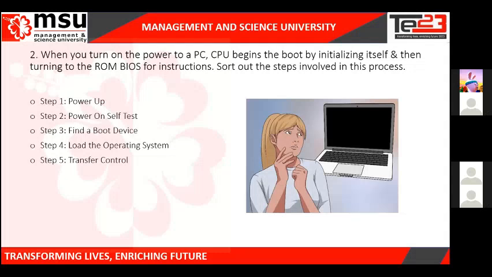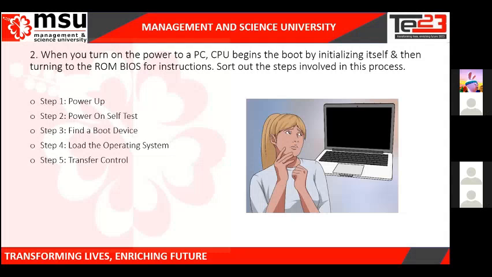When the computer is turned on, the central processor executes some startup code in ROM that is located on the motherboard. Step number 2 is power on self-test. The next step is called the POST, which is power on self-test. This test checks all connected hardware, including RAM and secondary storage devices, to be sure it is all functioning properly.